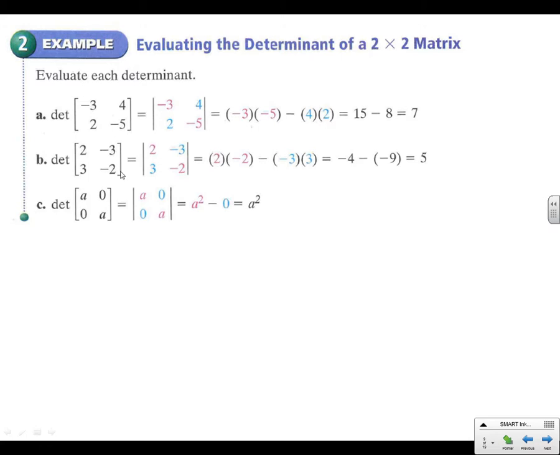2 times negative 2 is negative 4. 3 times negative 3 is negative 9. Negative 4 minus negative 9 is positive 5. And then they have another one here with just variables. A times A is A squared. 0 times 0 is 0. Subtract them and you've got A squared.